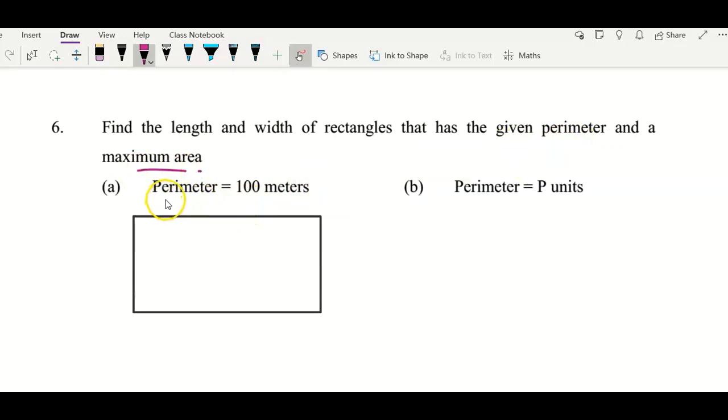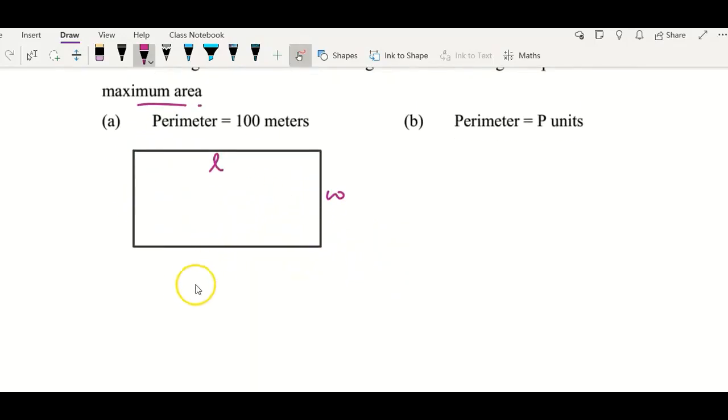Given the information is a perimeter, for question 6a, the perimeter is 100 meters. So firstly, I will draw a rectangle, so that I can generate ideas from the diagram. I will put the length as L and the width as W. Now I want to get the maximum area. Firstly, you need an expression for area, that is L multiplied by W. Length multiplied by width will be the area.